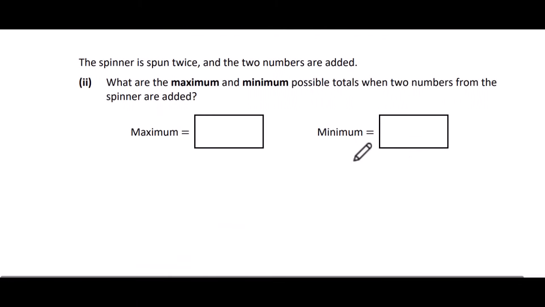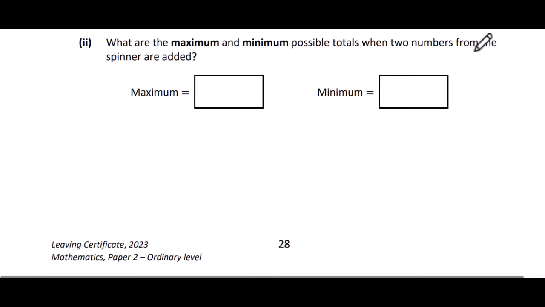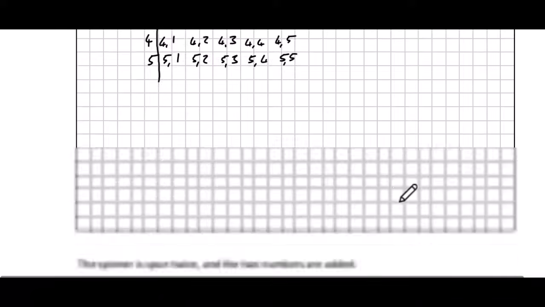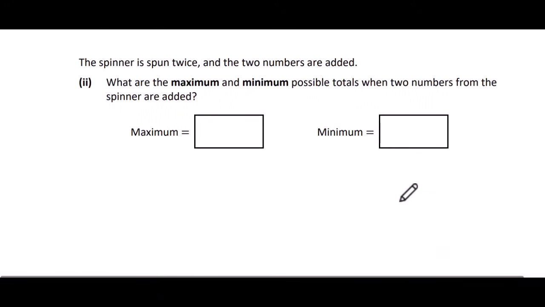Now, the spinner is spun twice and the two numbers are added. What is the maximum and the minimum possible totals when the two numbers from the spinner are added? So the minimum is just going to be this one here, 1 plus 1, which is 2. And the maximum then is going to be this one down here, 5 plus 5, which is 10. So the maximum is 10 and the minimum 2.